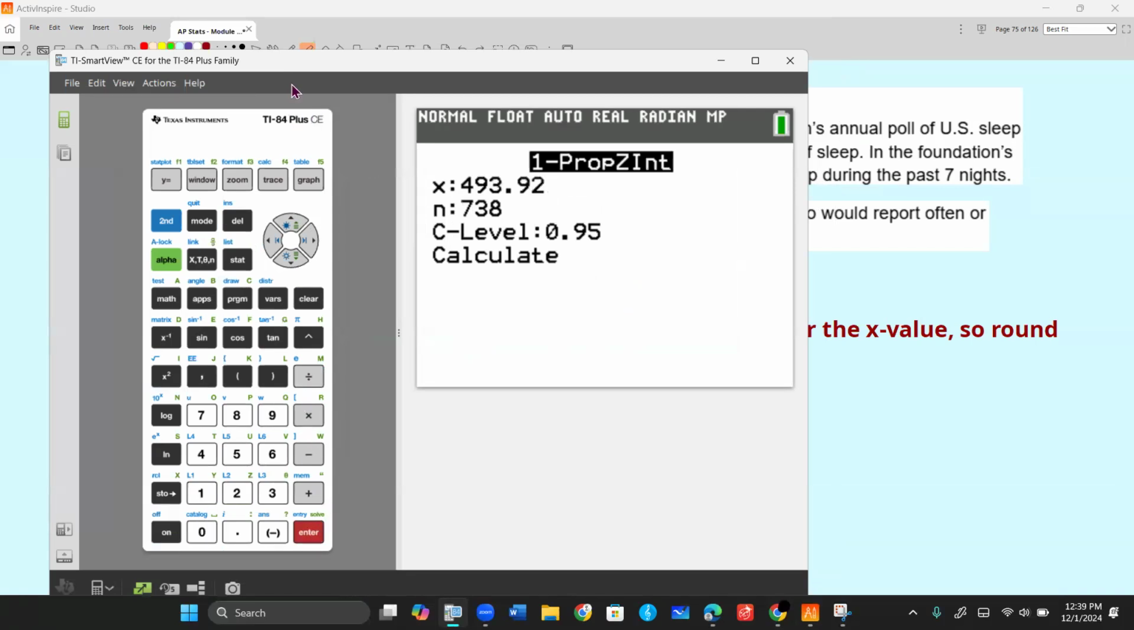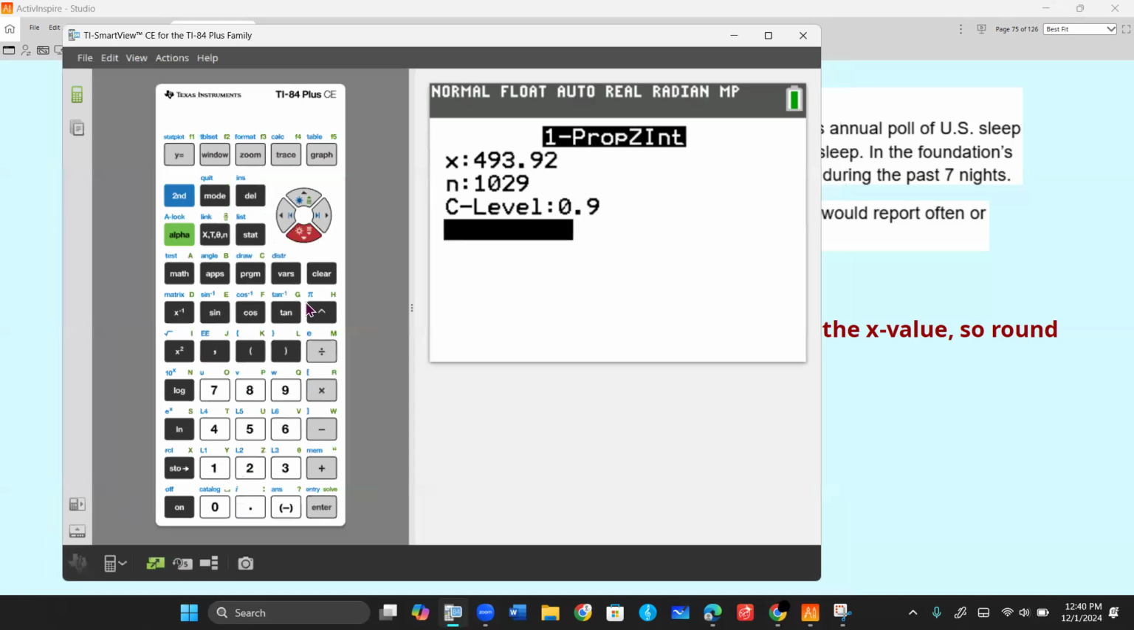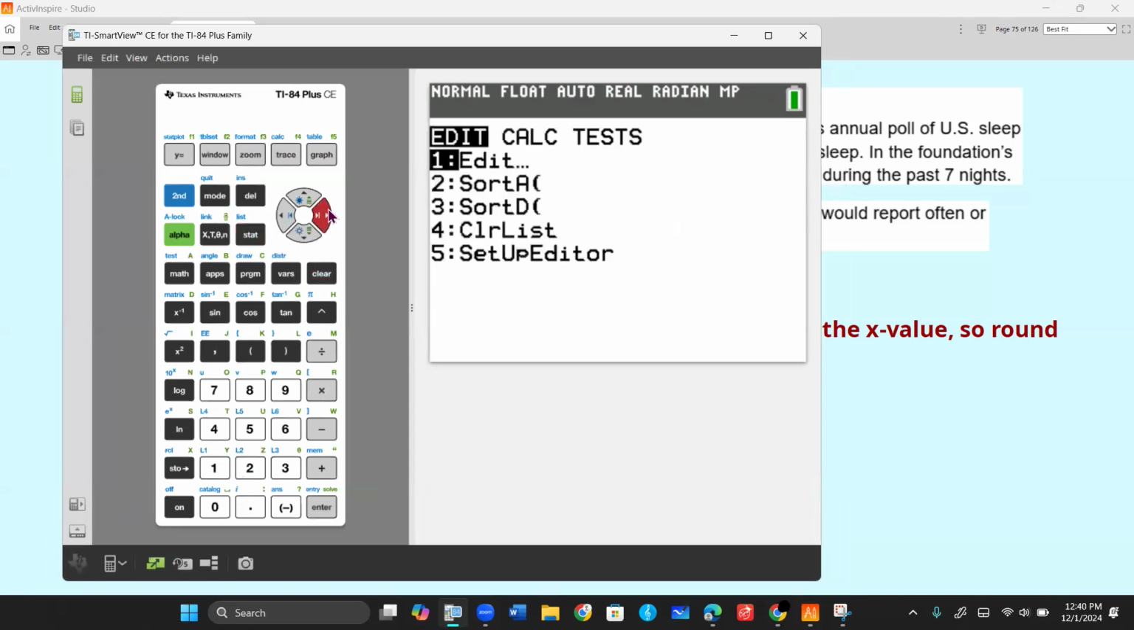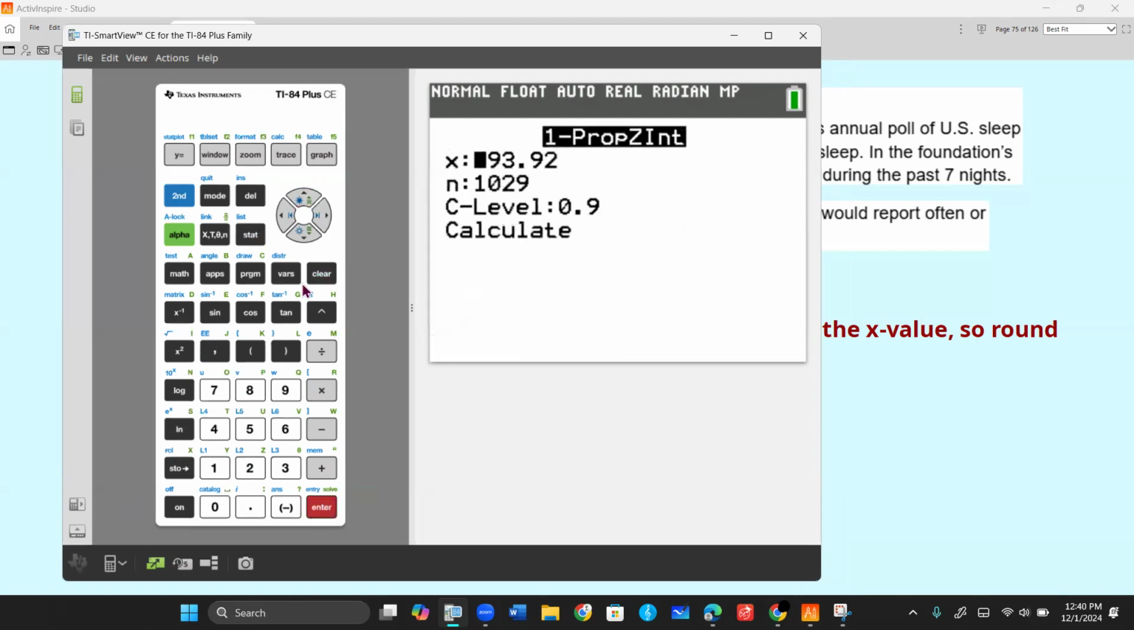And you get 493.92. You remember your large counts from before; that's one of those large counts. Now your total sample size is 1029, so we put that over here. And if you do your confidence level at 90%, I believe it was set at 90%, if you do it like this, it's going to give you an error because it doesn't allow you to put decimals in there. So you have to go back and round to the nearest whole number. So 493 is not going to be allowed. You have to put 494.